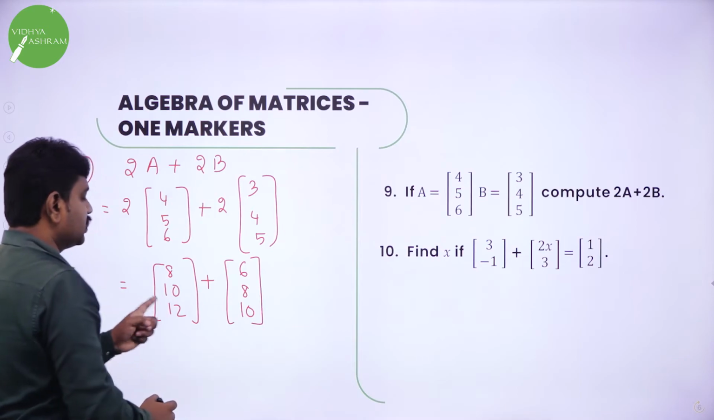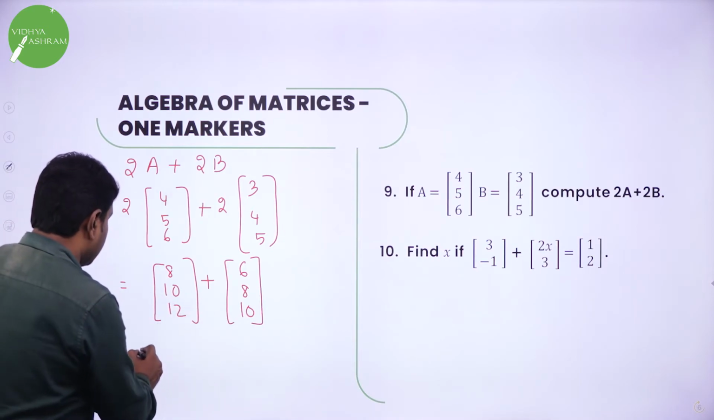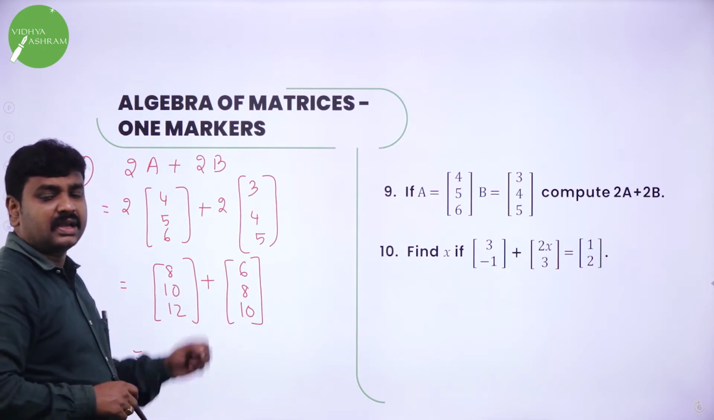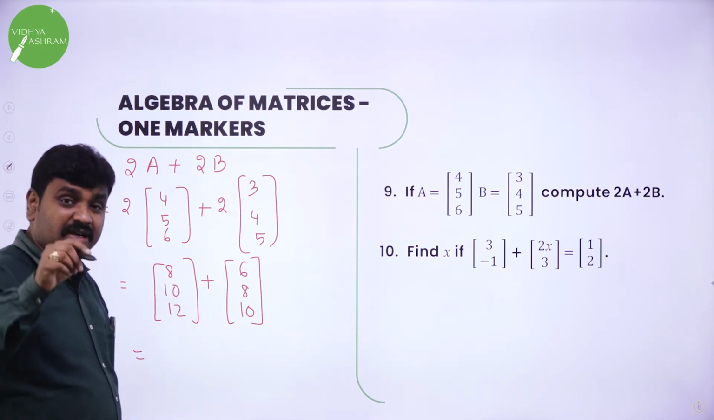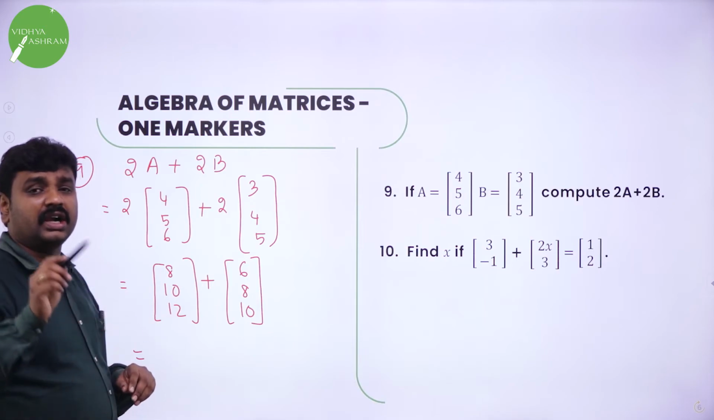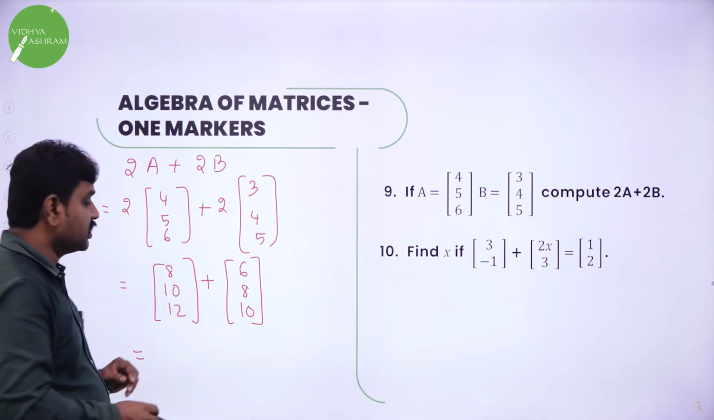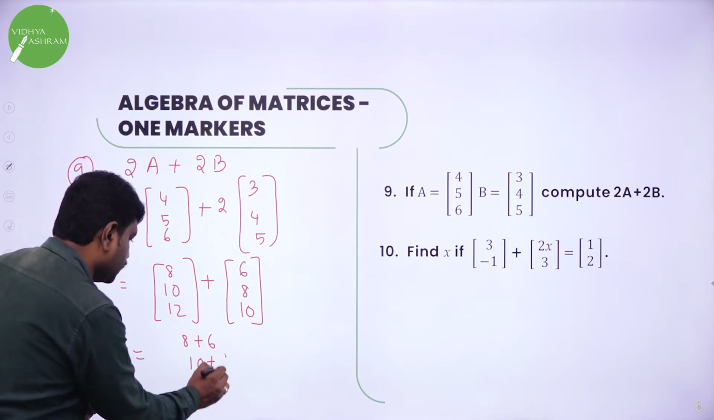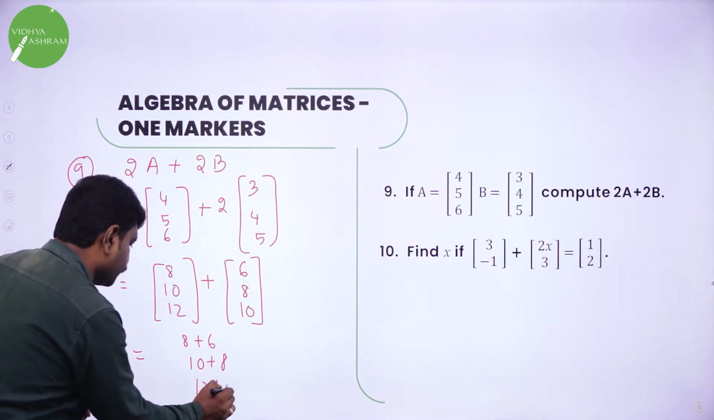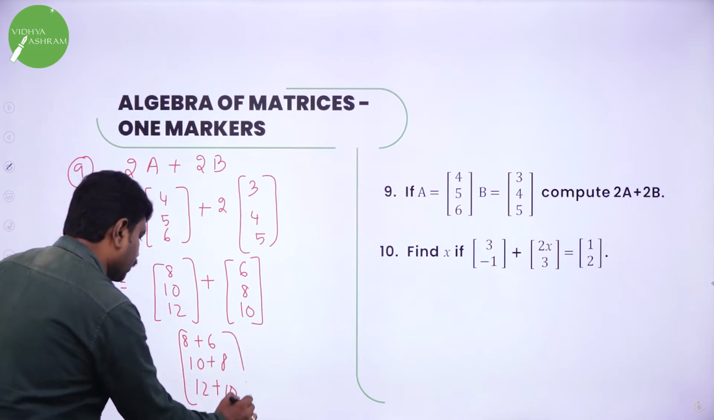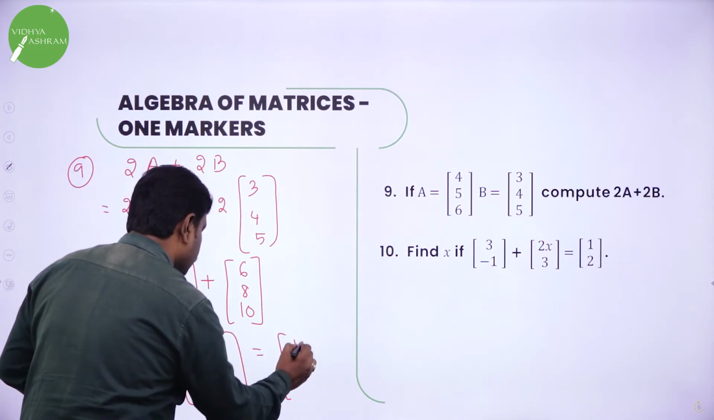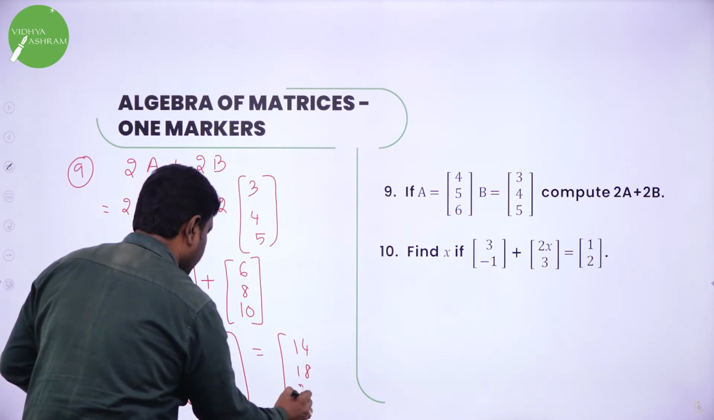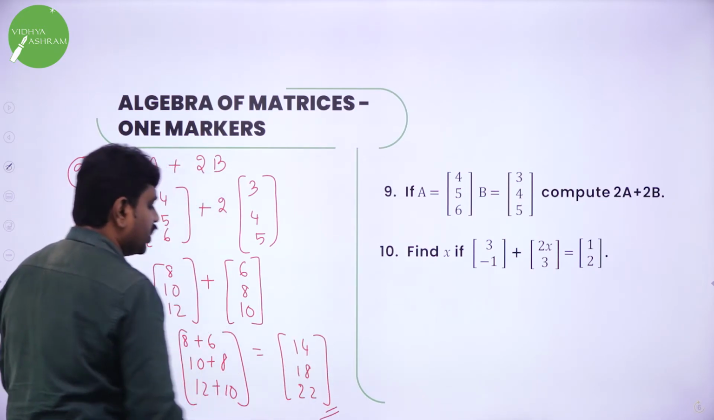Now we have two matrices. How to add the matrices? Matrix addition is possible if they have the same order. Both are having the same order. And how to add two matrices? To add two matrices, add the corresponding elements. So that is 8 plus 6, then 10 plus 8, then 12 plus 10. After you add, what will you get? 8 plus 6 is 14, 18, 22. That's it. This is 2A plus 2B.